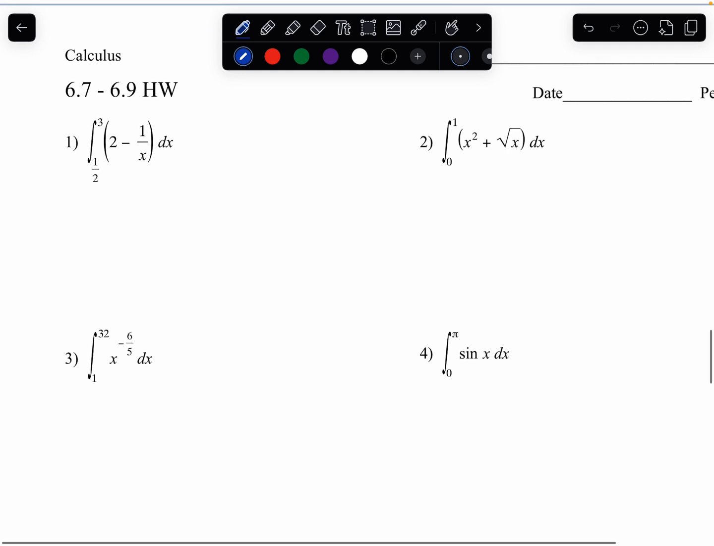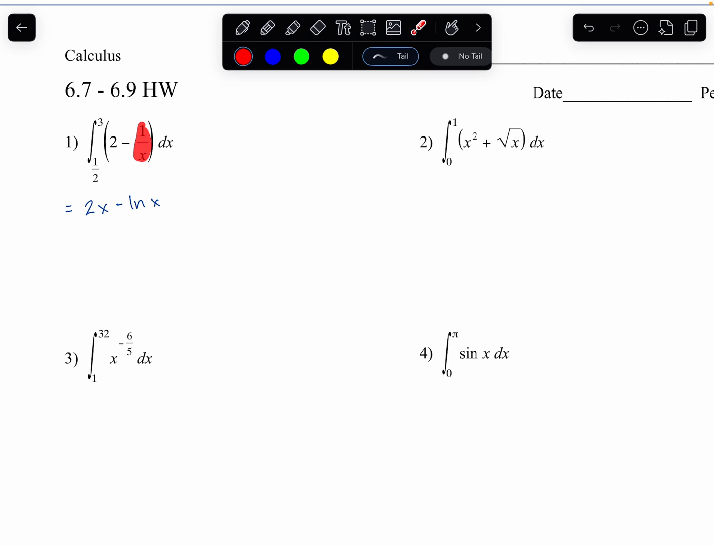So for this first one right here, we have 2 minus 1 over x. So the antiderivative of 2 would be 2x, and the antiderivative of 1 over x is going to be the natural log of x. Don't try and use the power rule here, or don't try and write that as x to the negative 1 and use the power rule. It's not going to go well. And then we're evaluating this from 1/2 to 3.